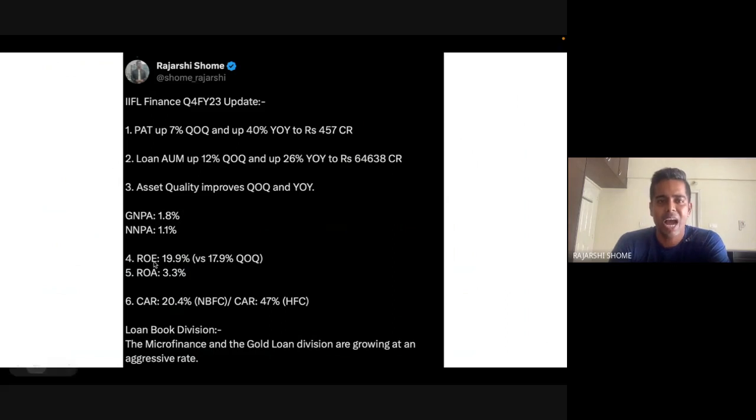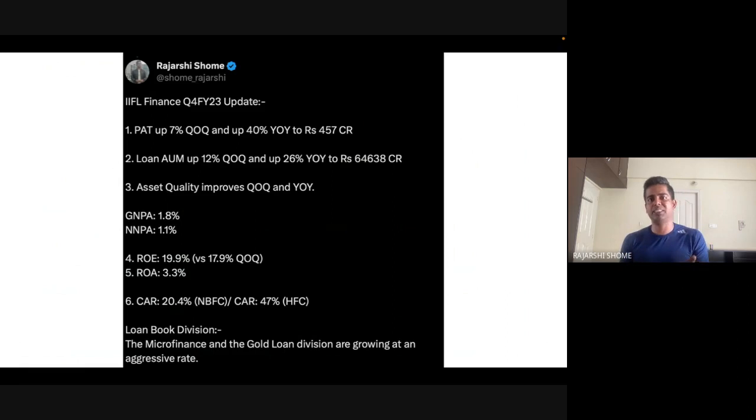Can you see here? IIFL ka, can you see? The AUM has grown up by 26-29%, PAT has grown up by 40%. So that means, unlike MAS, IIFL has operating leverage, right? So which is a positive thing for IIFL and not for MAS. Second is, look at the ROE number. On a quarter-on-quarter, the ROE number has done better. Why? Because of the microfinance division.